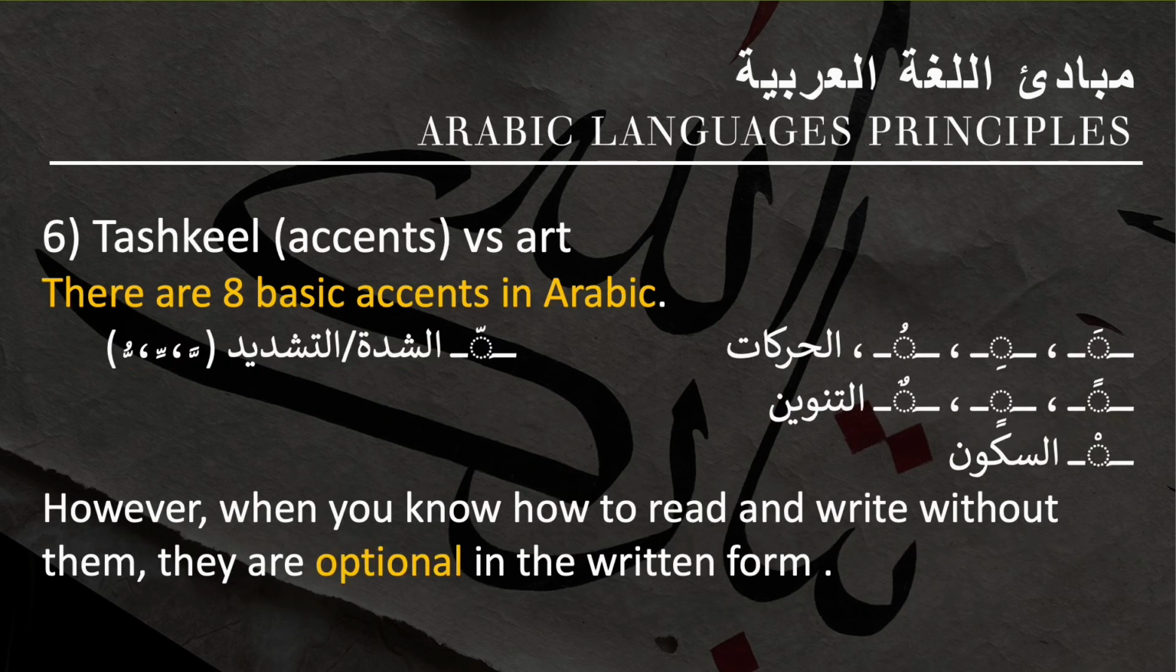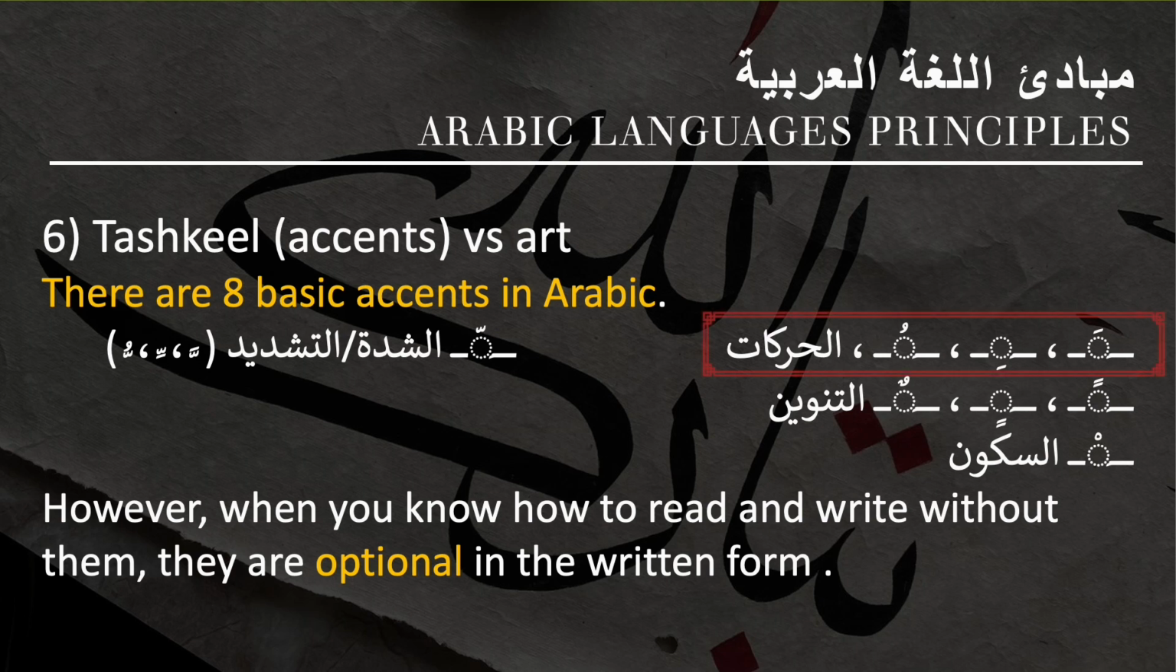The coming point is about tashkil, which are accents placed on the top or under the letter to give it a certain sound, versus the art that is not tashkil and does not give any sounds or affect the pronunciation of the letter, except that it is artistic. So there are basically in Arabic 8 accents.